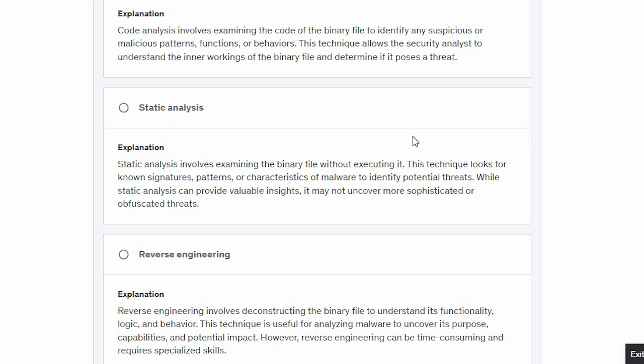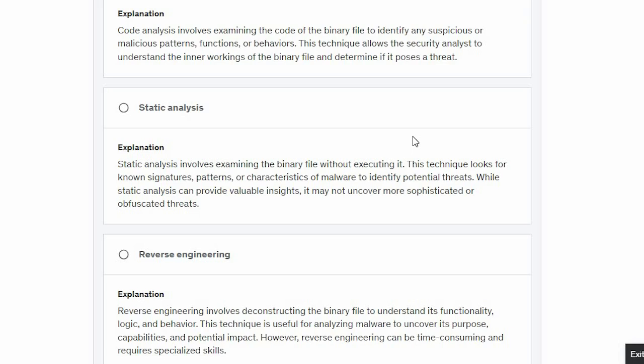Question number 6. Answer explanation. Answer number 1. Code analysis. Code analysis involves examining the code of the binary file to identify any suspicious or malicious patterns, functions, or behaviors. These techniques allow the security analyst to understand the inner workings of the binary file and determine if it poses a threat. So, code analysis is the correct answer for this scenario.